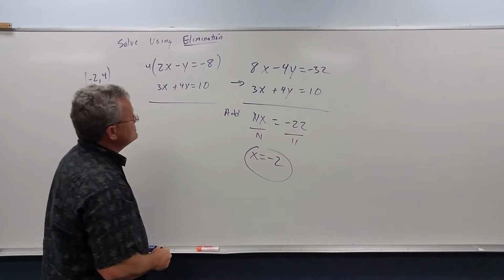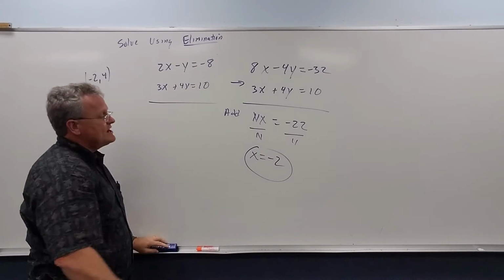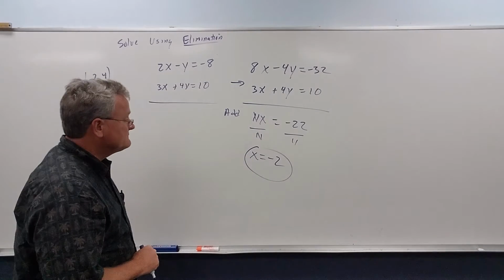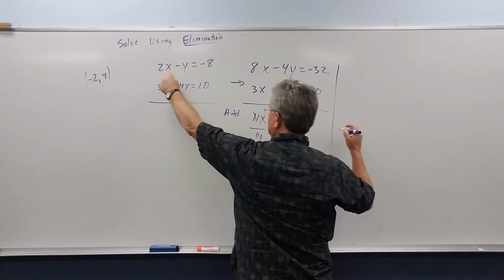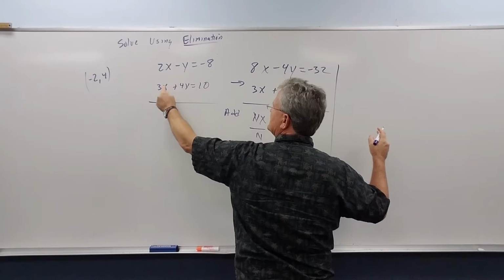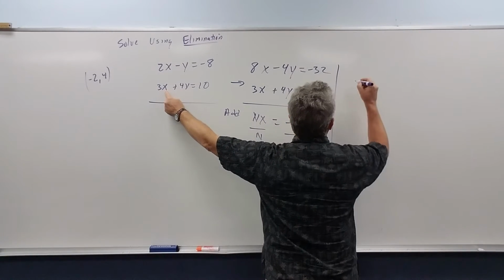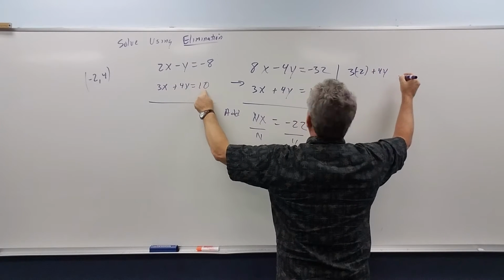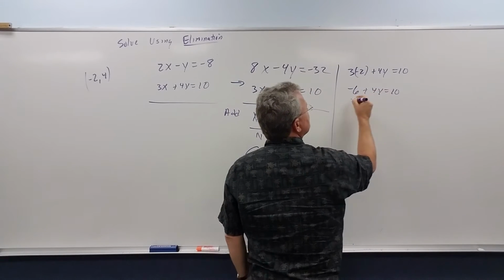Now we take this result, and very similar to what we did before, plug it into either equation to solve for y. Doesn't matter which one, as I explained in the last video. So the next step is you substitute. I'm going to plug it into this one. So I plug in -2 for x. 3 times -2 plus 4y equals 10. This is -6 plus 4y equals 10.